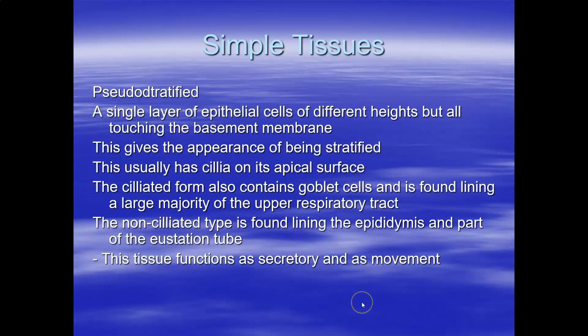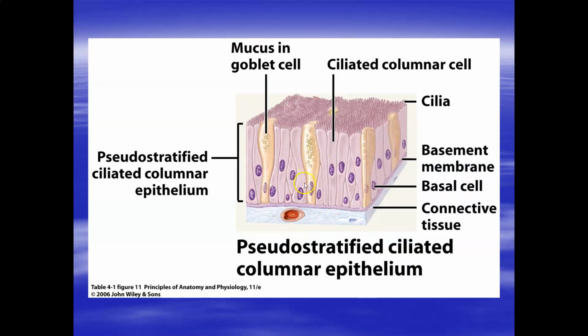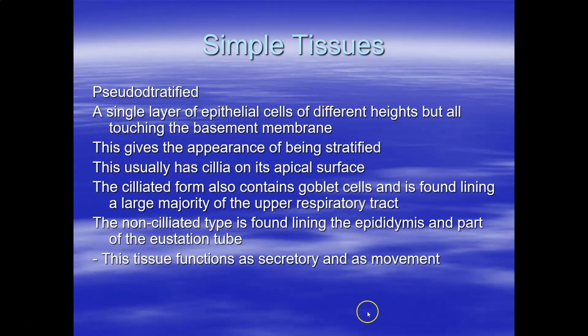Pseudostratified, we've already talked a bit about it, but of course this is a single layer of epithelial cells of different heights, not all touching the apical surface. Therefore, it gives the impression of being stratified, even though it is not. It usually has cilia on its apical surface, and the ciliated form also contains these goblet cells that produce mucus, and is found lining a large majority of the upper respiratory tract. There is a non-ciliated type, and it's found lining the epididymis and part of the eustachian tube.